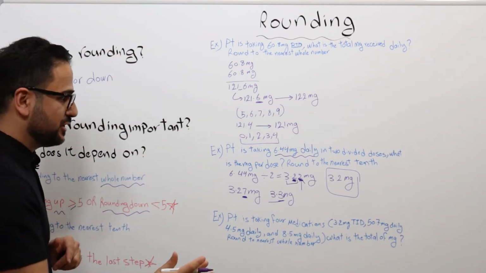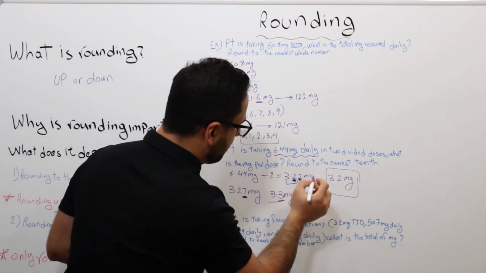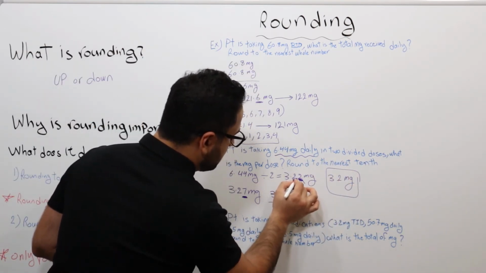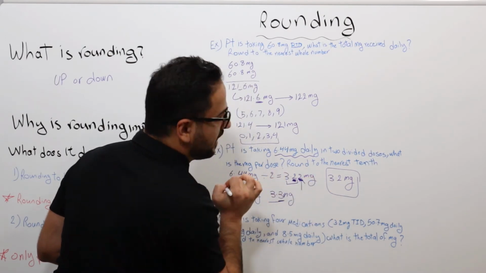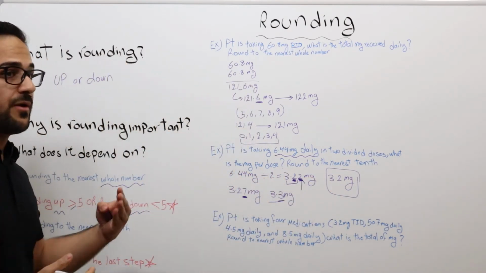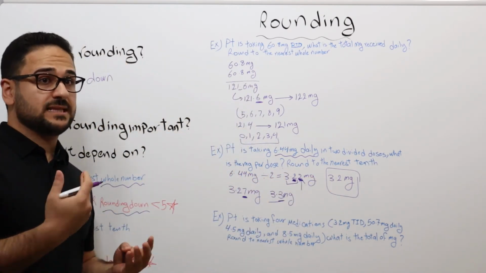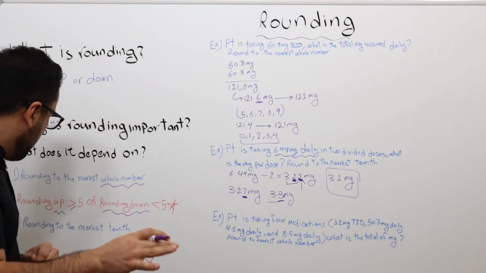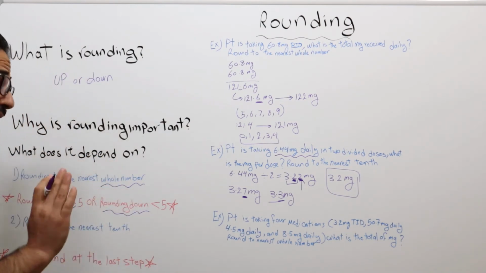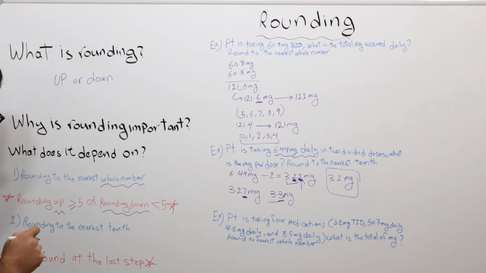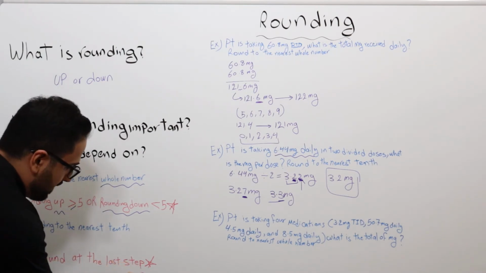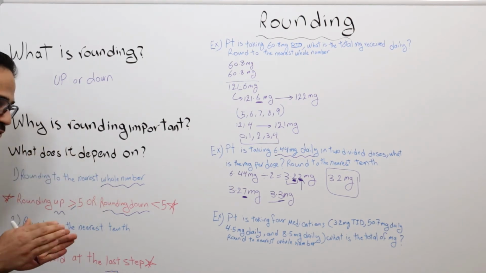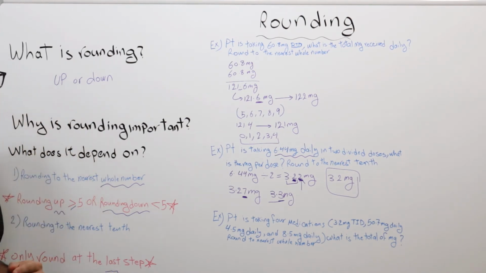And if it was the nearest hundredth, then we're going to look at the third number. Instead of the second after the decimal place, we look at the third one and determine if it's equal to or higher than 5, or if it's less than 5. A second rule to keep in mind all the time is that rounding is only done at the last step. You cannot round at every single step.